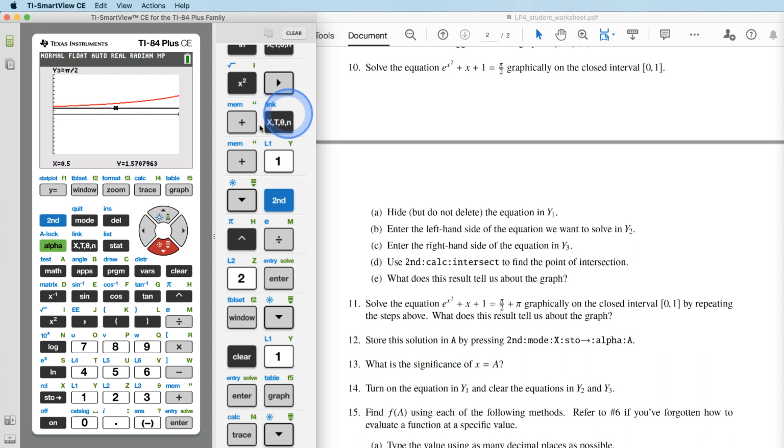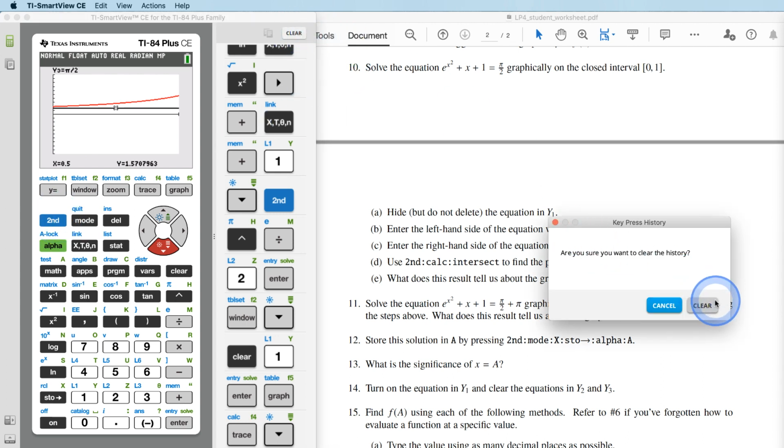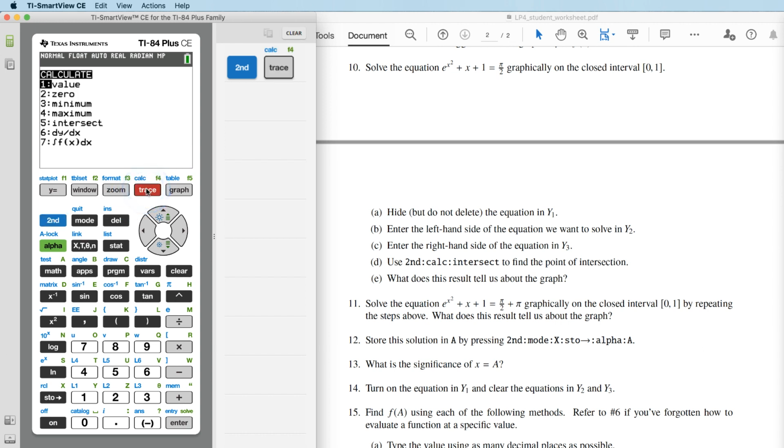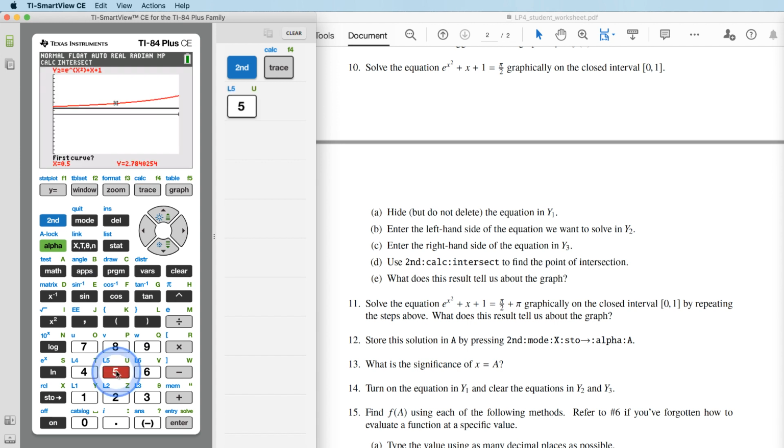So let me clear my key press. We're going to hit second, calc, and then number 5 is intersect. You can either just press the button 5 or scroll down to 5 and hit enter. And then it's asking, what's your first curve? So yeah, the red curve is my first curve. I'm going to hit enter. And then what's your second curve? Yeah, the black curve. I'm going to hit enter.